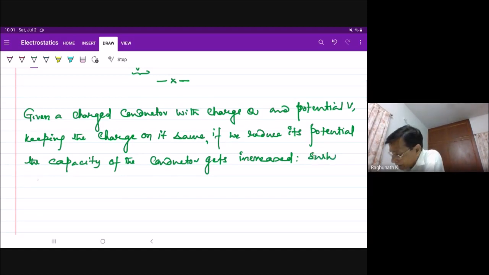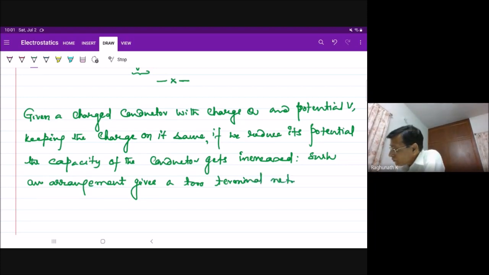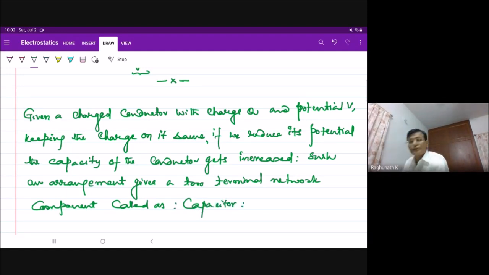Such an arrangement gives a two-terminal network component called a capacitor.